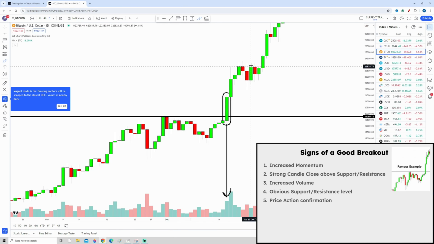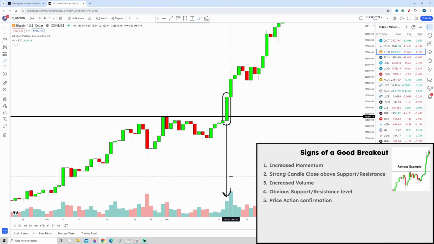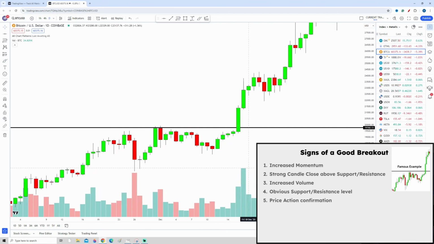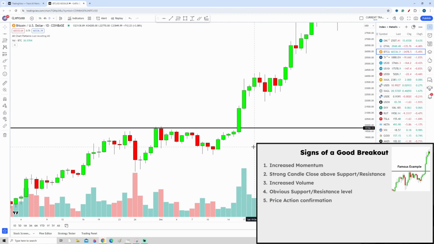And as I have been saying, I will talk more in depth about volume later on in this course, but for now let's just notice that when we have lots of volume on a breakout, that is a good sign. And what about the last sign of a good breakout? Well, the last sign is something I call price action confirmation, and this one can be the most tricky one to sort of trade based upon.